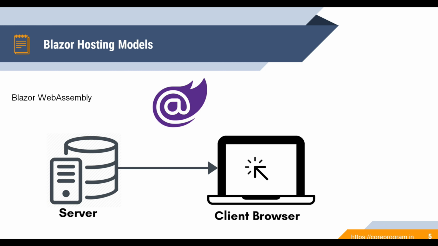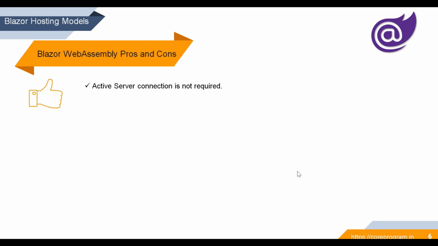Then let's discuss the pros of Blazor WebAssembly hosting. An active server connection is not required. That means a Blazor WebAssembly app can run entirely on the client machine. So after the application is downloaded, a connection to the server is not required. This means there is no need for your server to be up and running 24/7. Work is offloaded from the server to the client. It is the client resources and capabilities that are being used.